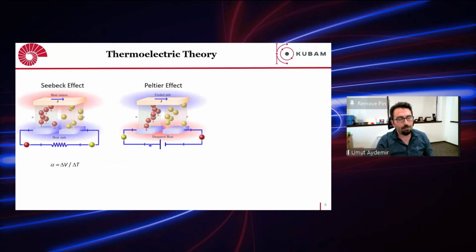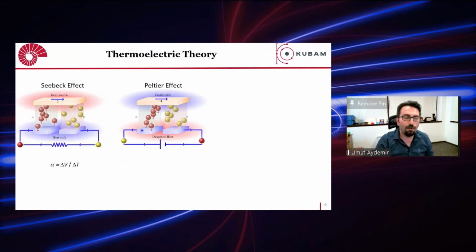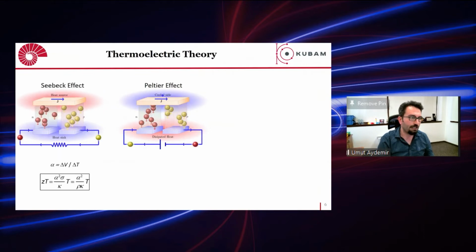Now, if instead of applying a temperature gradient you apply current to the same system, then you force the charge carriers to move from one side to the other side, and this basically creates the cooling effect.